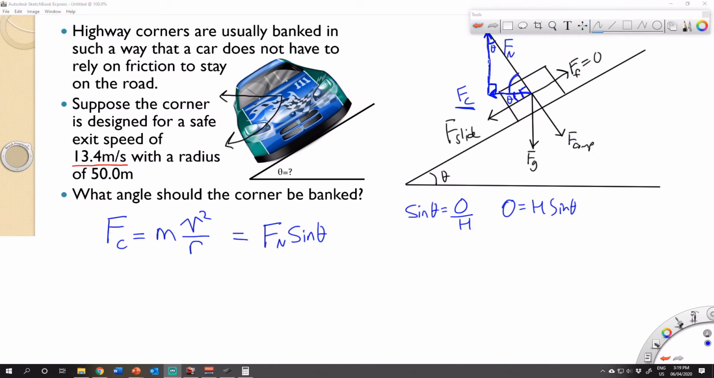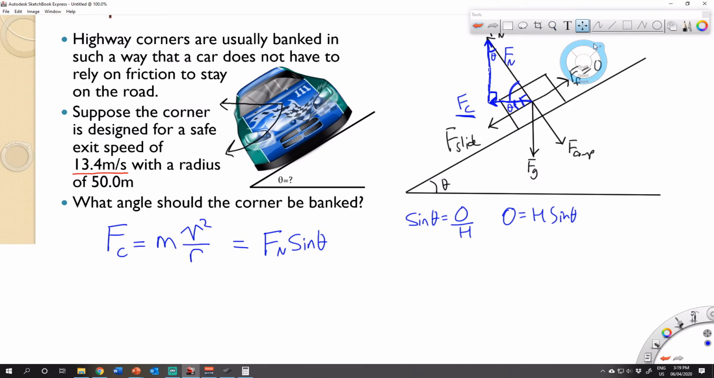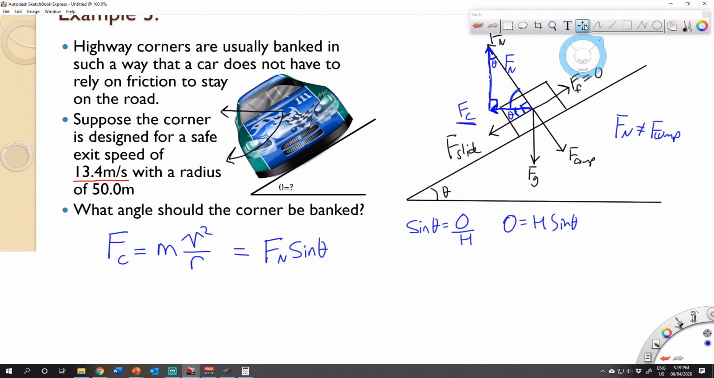Look at the diagram. What is Fn then? We know that Fn has to be bigger than F compressing. So in this situation, Fn is actually not equal to the compressing force. It's actually going to be a bit bigger. Okay, but I can still look at my diagram here and look at, as I mentioned earlier, that this y component has to be equivalent to the force of gravity.